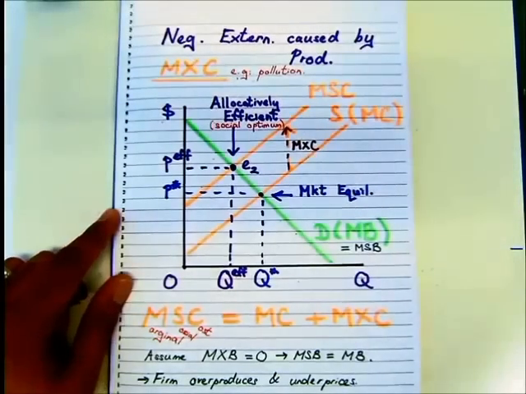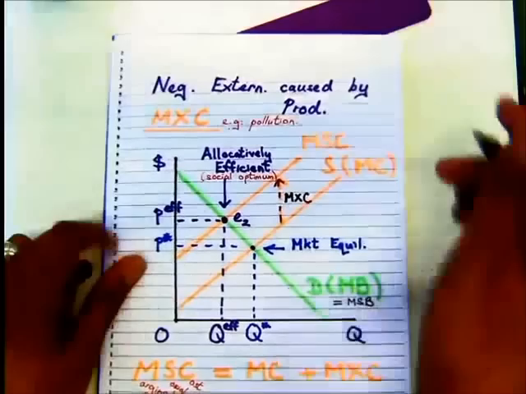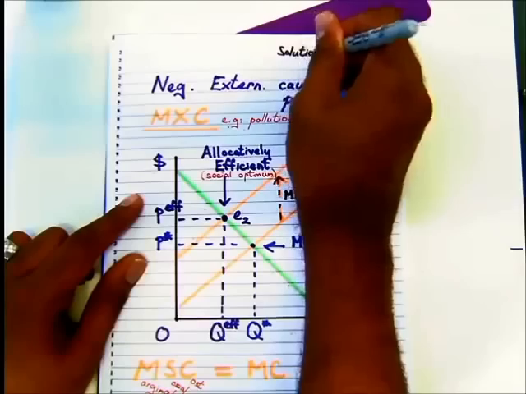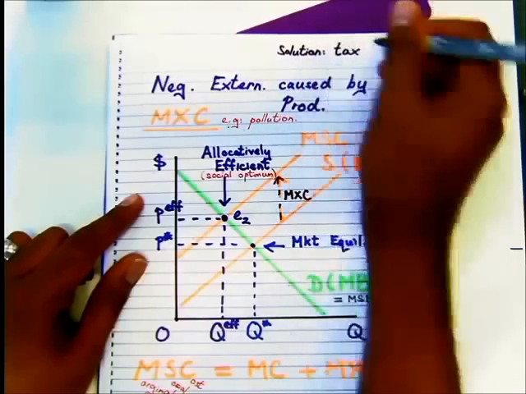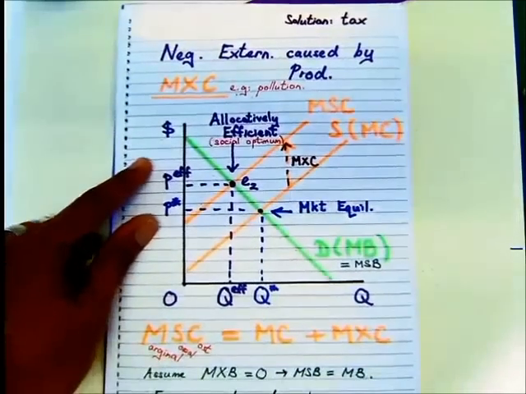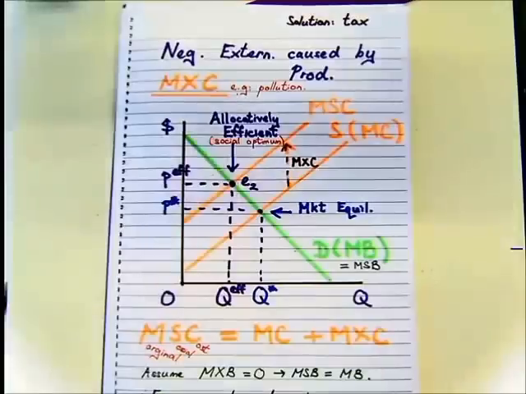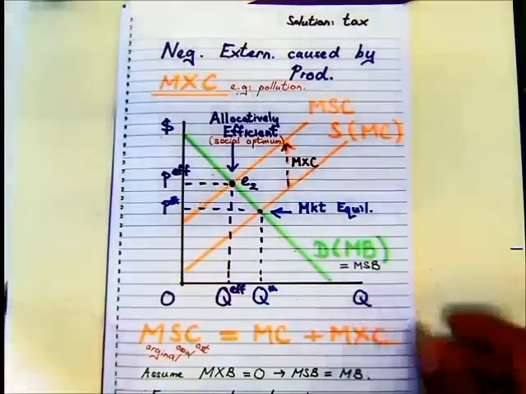So if we charge firms a tax, so let's say, what is the solution to this problem? The solution is to charge a tax equivalent to the marginal external cost that will force firms to take the external cost into account. Therefore, it will force firms to be efficient. Now, that is a negative externality caused by producers.